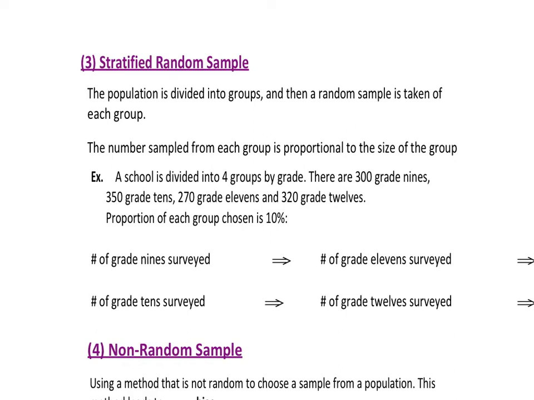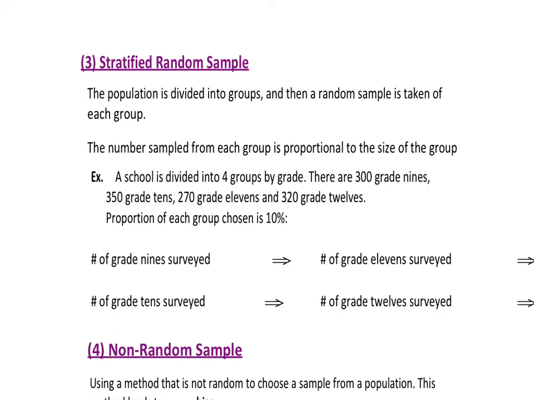Stratified random sample. The population is divided into groups, and then a random sample is taken from each of those groups. The number sampled from each group is proportional to the size of the group. So a school is divided into 4 grades. There are 300 grade 9s, 350 grade 10s, 270 grade 11s, and 320 grade 12s. The proportion of each group is 10%, so they're going to take 10% of each of those sample sizes.